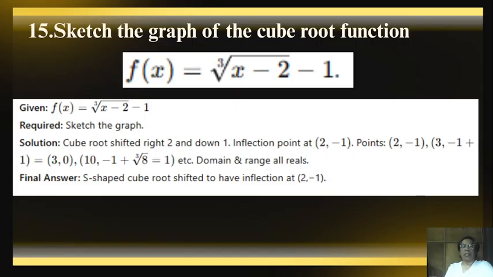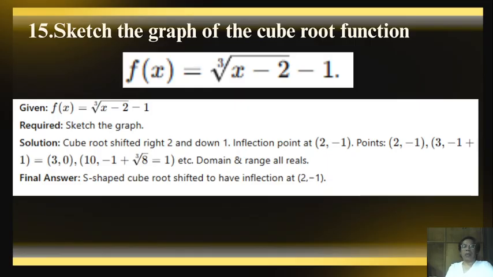So solution: cube root shifted right 2, and then down 1. Why down 1? Because our k is negative 1. And then shifted right because our h is 2. And then inflection point at 2, negative 1. So these are the points that you need to plot: 2, negative 1; 3, negative 1; and then 3, 0; 10, negative 1, and so on and so forth.